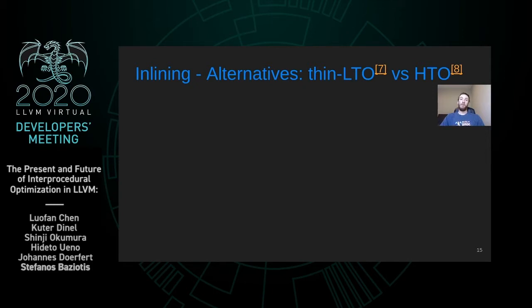Alternative to that, you can do interprocedural optimizations through function attributes. Basically what we do with the function attribute deduction and with the Attributor, but not only inside of one translation unit, but across translation units. This scheme was presented last year at the LLVM Developers Conference under the name HTO. Let's take a look at how those two compare.